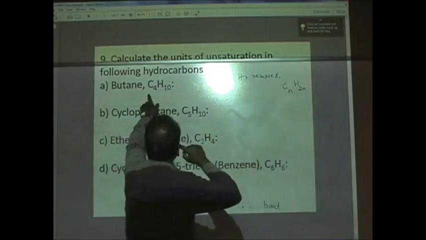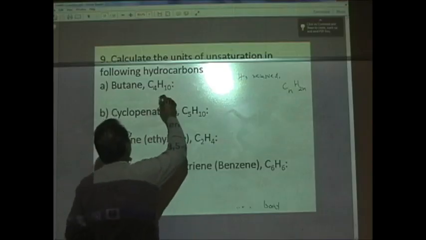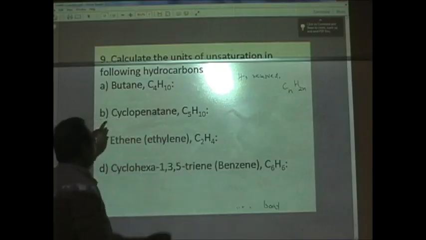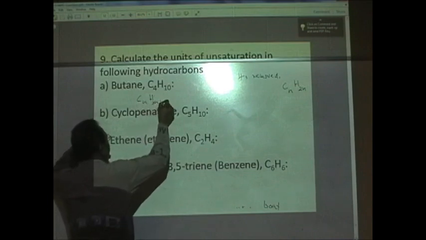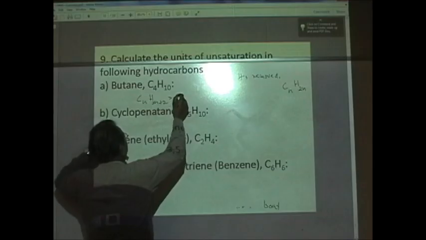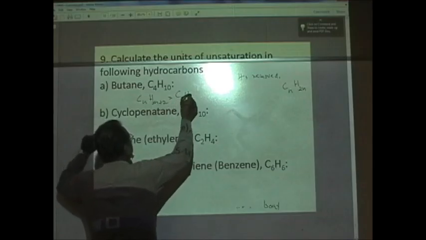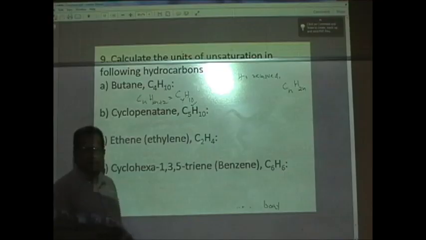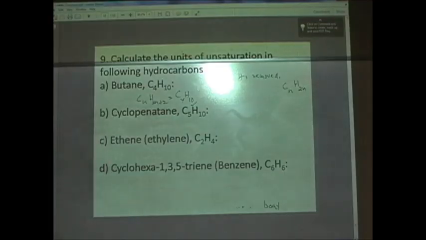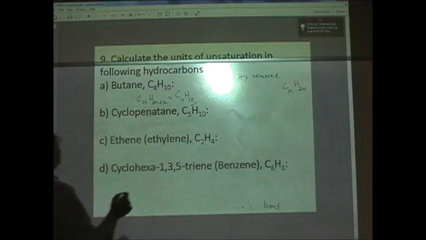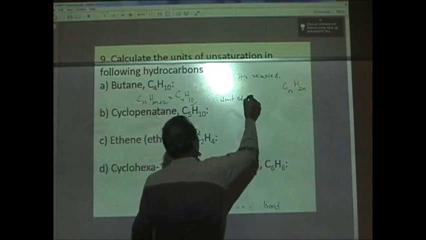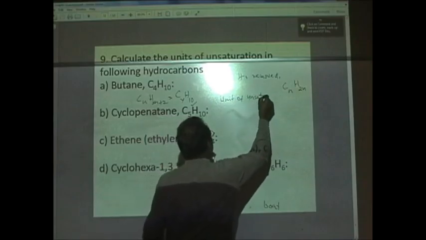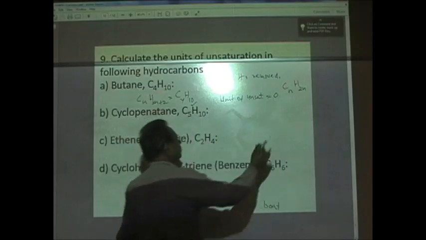Now this one, you first check the formula CnH2n+2. If you calculate it, C4H10 is okay. That means there are no hydrogens missing, right? Therefore, the unit of unsaturation is 0.